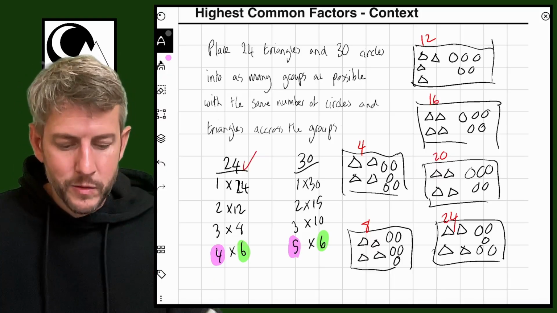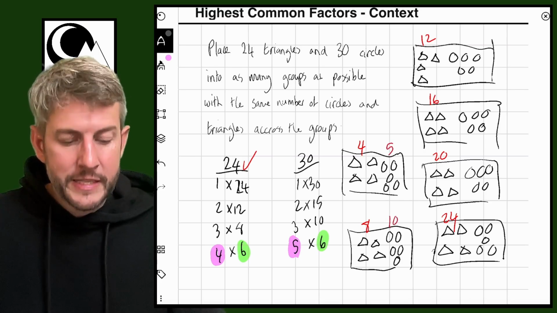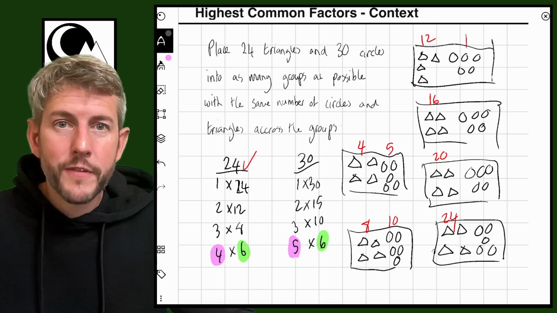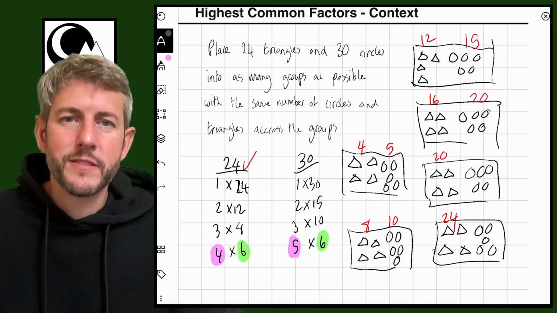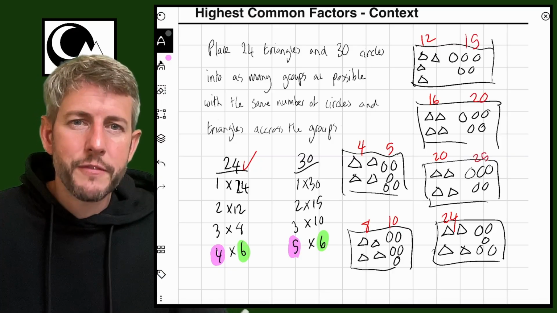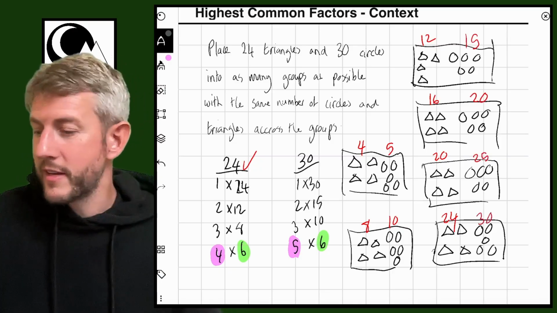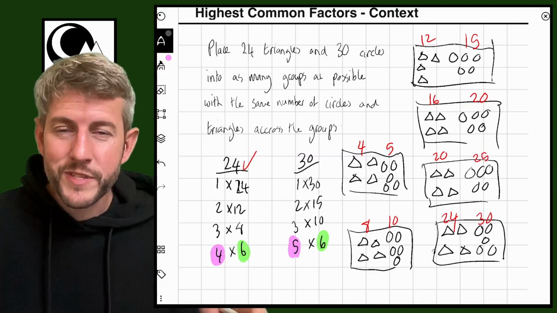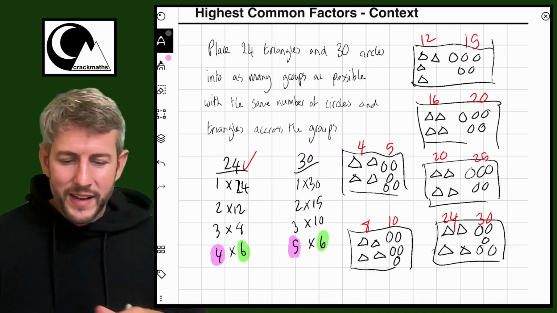Let's look at the circles. We've got 5 here. These 5 take us up to 10. These 5 take us to 15. These 5 take us to 20. These 5 take us to 25. And these 5 take us to 30. So we've also got all the circles we need. So therefore, we've answered the question.